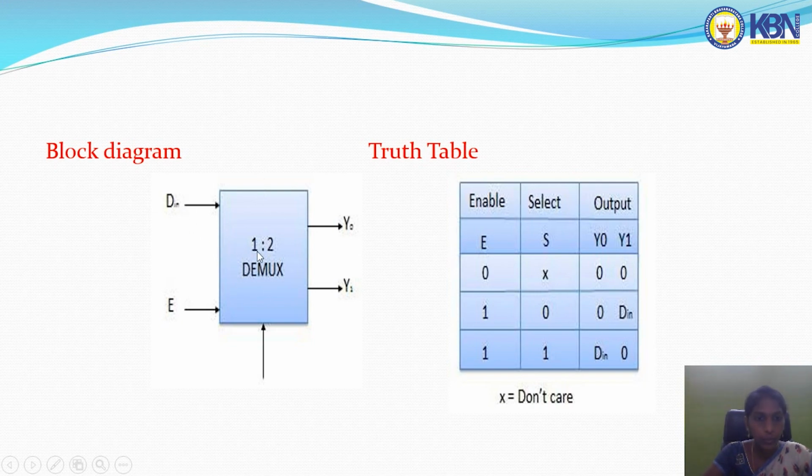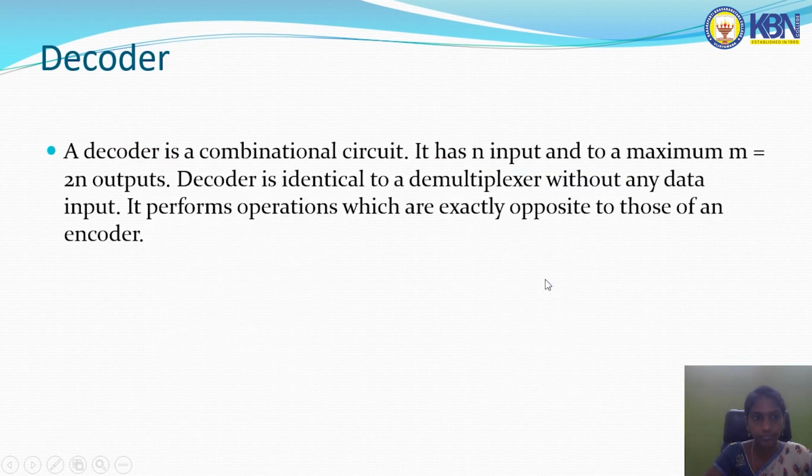One is the input data line, which we represent as D0, with the enable input and only one selection line, and two output lines, Y0 and Y1. At a time only one output will be selected. When the enable pin is high, then the data input is selected. X means don't care condition.